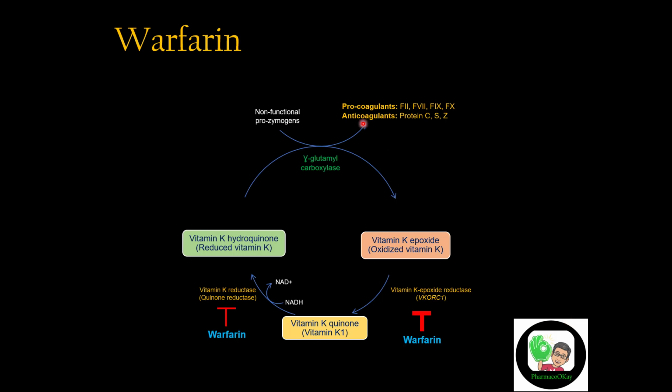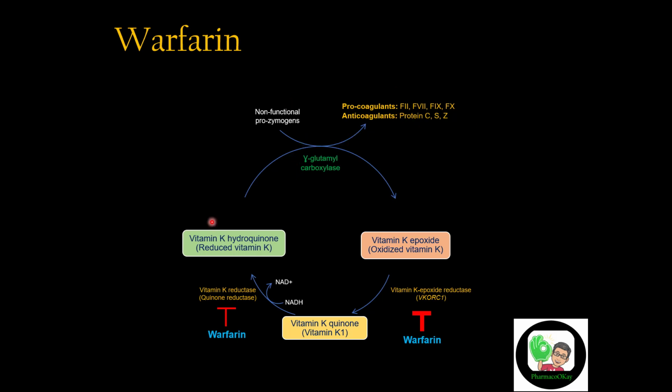So this is in the liver. Normally, the procoagulating factors, including factor 2 or prothrombin, factor 7, factor 9, and factor 10, and also anticoagulant proteins like protein C, protein S, and protein Z are produced by the liver using the gamma-glutamyl carboxylase enzyme. And these enzymes require reduced vitamin K or vitamin K hydroquinone as a cofactor in order to produce these procoagulants and anticoagulants.